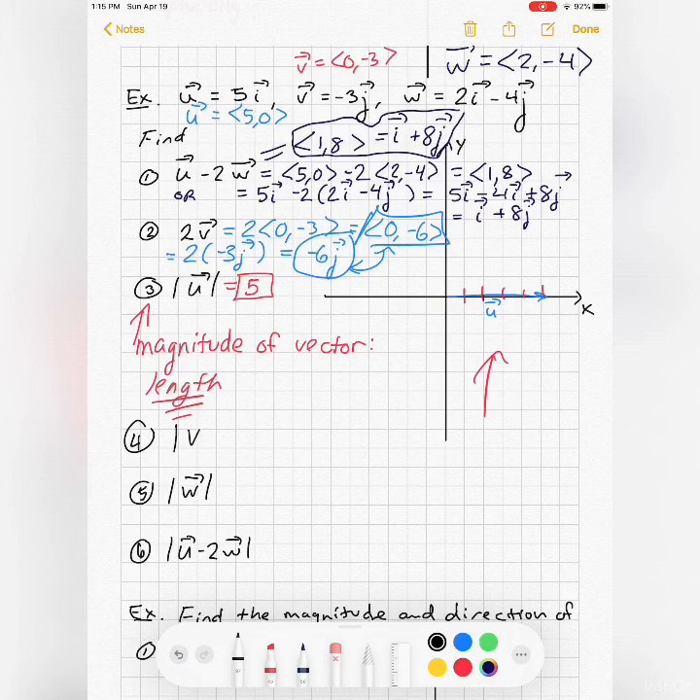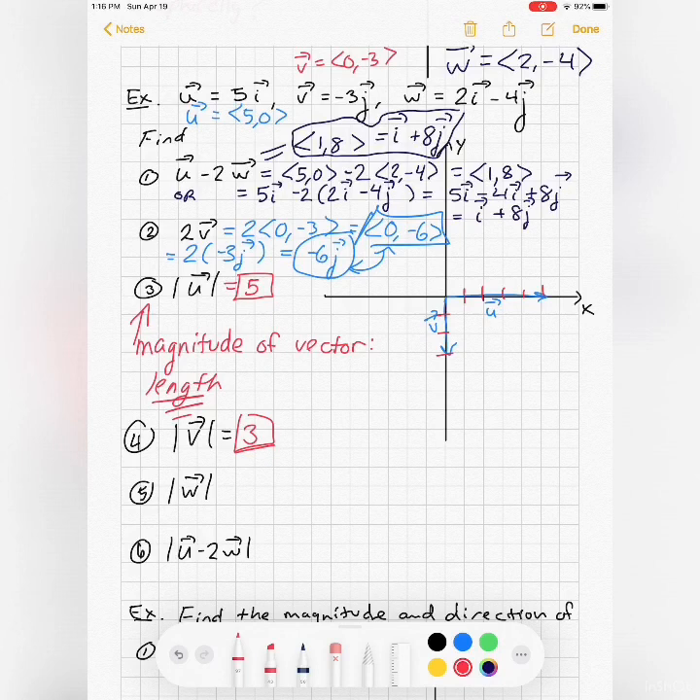So say I want to find the magnitude of v, because that one's also very easy. So let me plot v. V is go down 3. There's the vector v. Okay, so again, I can count the length, 1, 2, 3. So the magnitude of v would just be 3, the number 3.